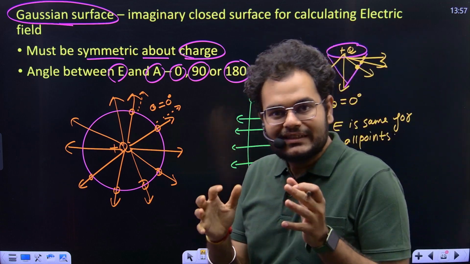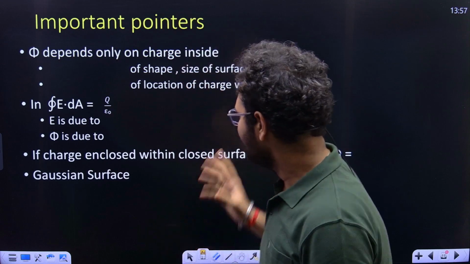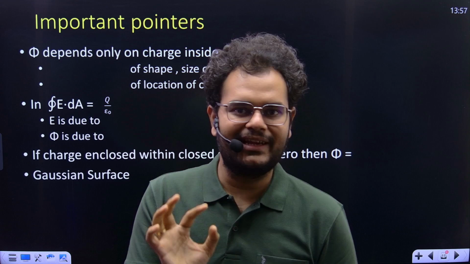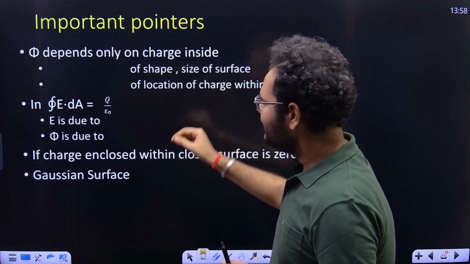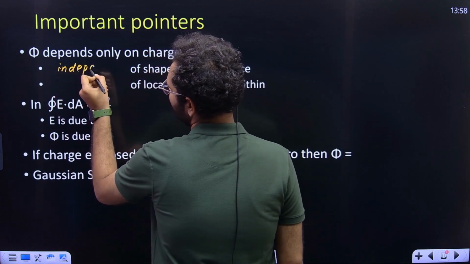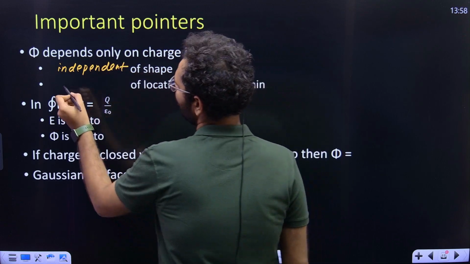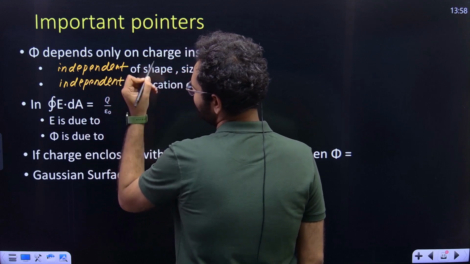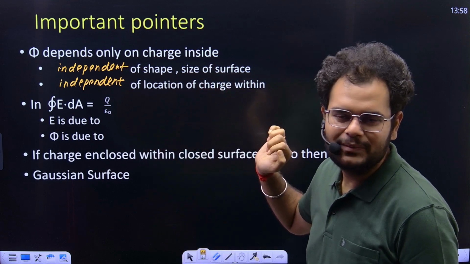Okay. So this is about all the properties we have studied in detail regarding Gauss law. Let us revise one by one. Flux depends only on what? Charge inside, because flux is Q enclosed upon epsilon naught. Point number 2: is it dependent on shape, size and surface? No, it is independent. Very good. Does the flux depend on the location of the charge? No, here again it is independent. Flux is equal to Q upon epsilon naught.